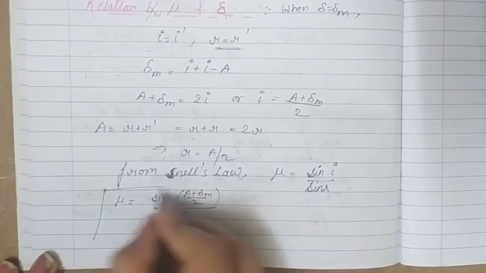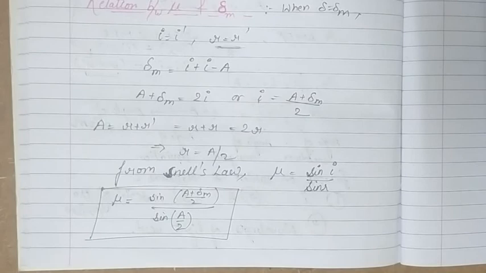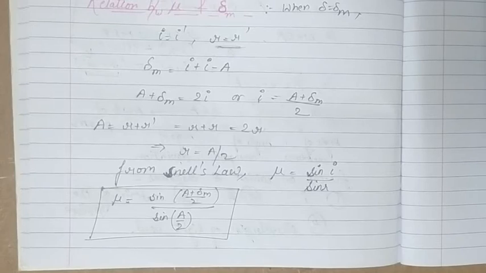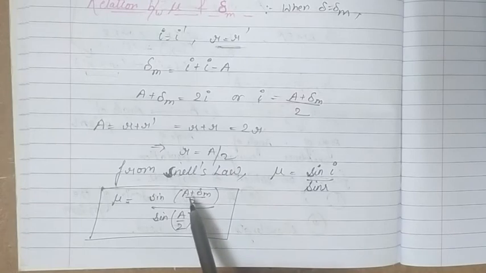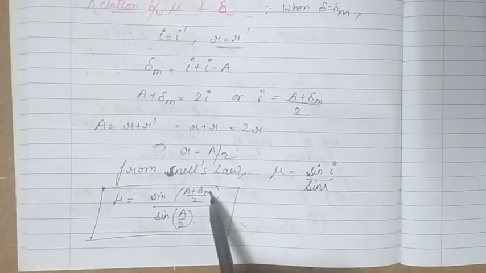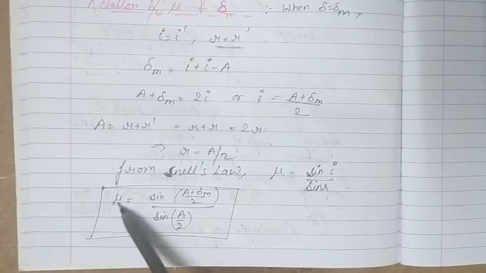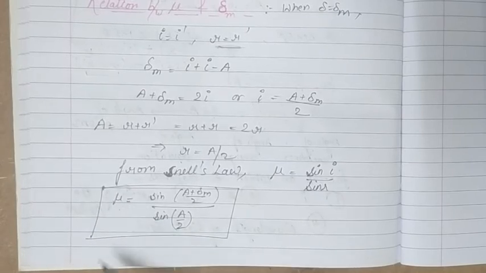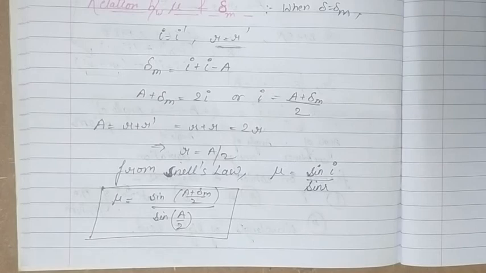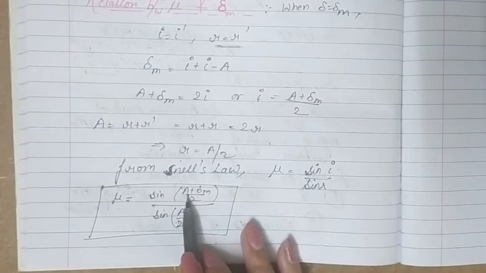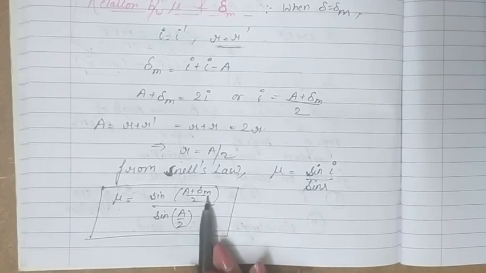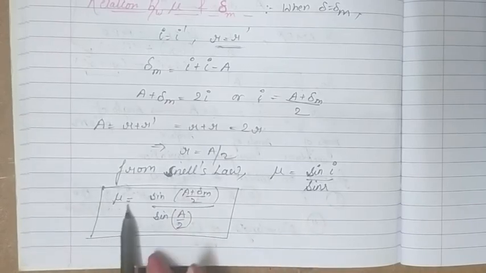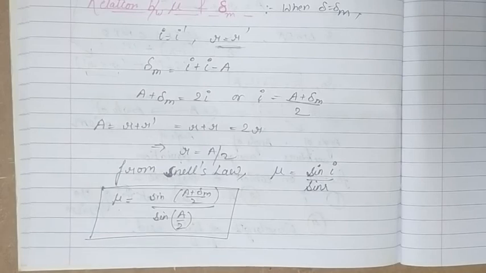So this is the relation between the refractive index and delta m, the minimum value of the angle of deviation, or we can say the angle of minimum deviation. And by knowing or measuring the values of A and delta m, we can find the refractive index mu of the material of the prism. So if we use a spectrometer and find the angle of prism A and the angle of minimum deviation delta m, then we can find the refractive index of the material of the prism. This is the relation between mu and delta m.